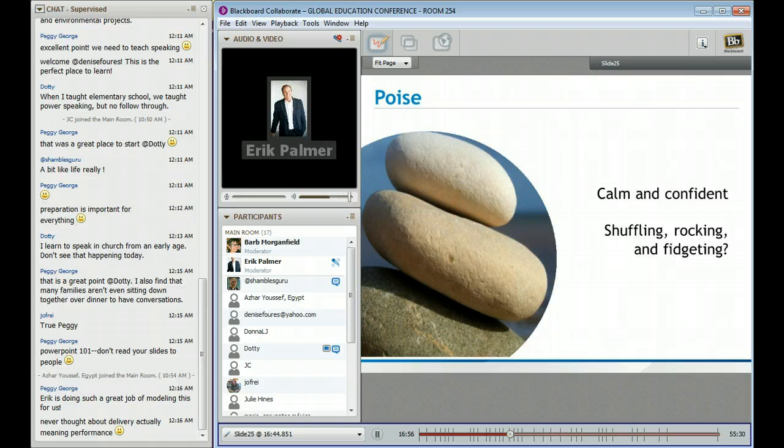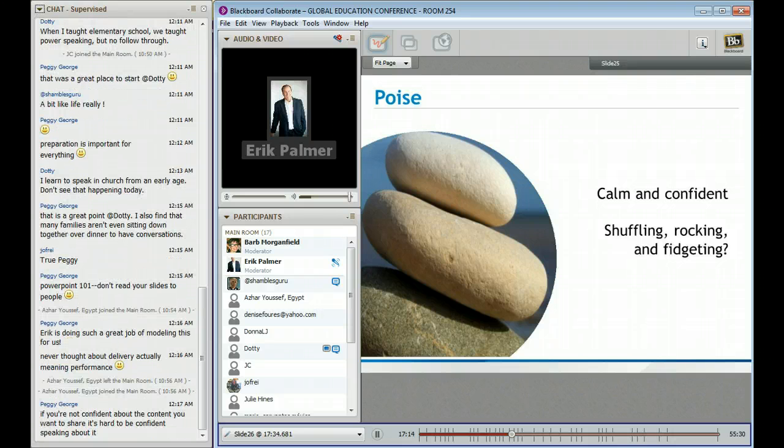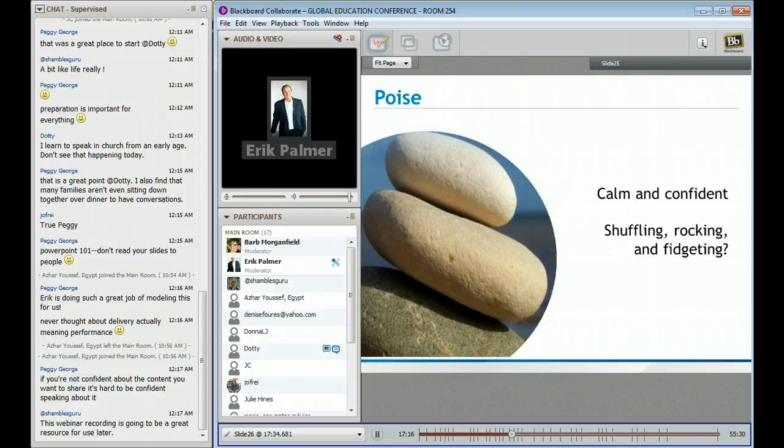But you have to appear calm and confident, and that means we have to teach kids to avoid all the behaviors that they do: shuffling, rocking, fidgeting, twirling the string of their hoodie, brushing the hair out of their eyes. This is international. Kids, when they speak, do unusual things. And we have to work with them to stop those things, because I will become annoyed. I'll accept shaky hands, I'll accept a nervous voice, because I get that speaking is hard.